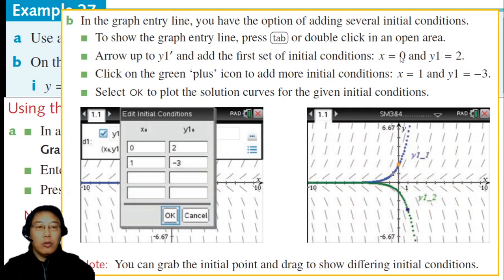So the first one, you type 0, tab, 2, then you can add more points by clicking the green plus icon, 1, negative 3. As you press OK, it shows you the two curves with the initial conditions. So that's your 0, 3, and that's going to be your 1, negative 3. You can also grab those points and drag it to change it to a different initial condition.